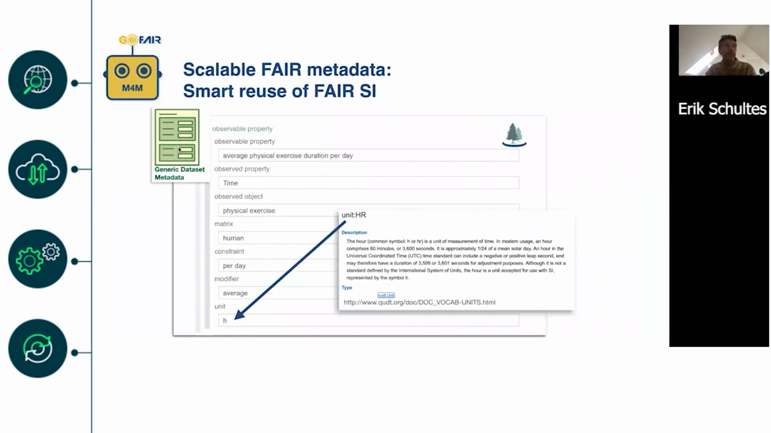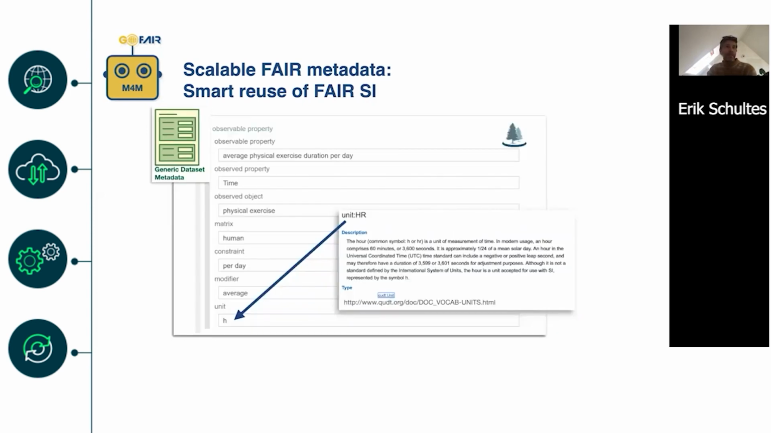And so here's an example of a generic dataset metadata template. This is a CDAR template. In this case, this is for a COVID-related measurement, like average physical exercise duration per day. We are observing time. This is for physical exercise for humans. This is measured per day. We're looking at the average, and our unit of measure is an hour. And we will take that unit of measure description from the QDT vocabulary.